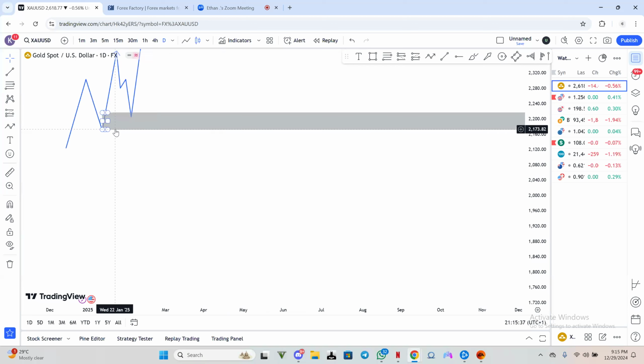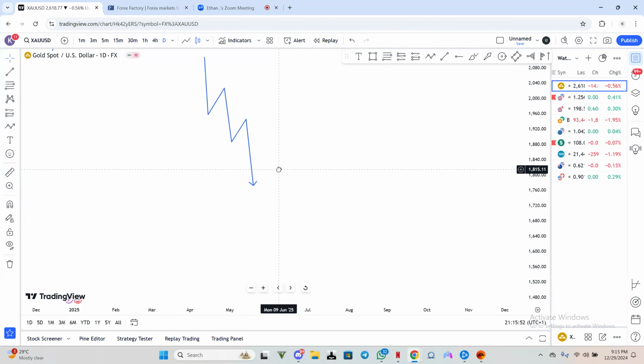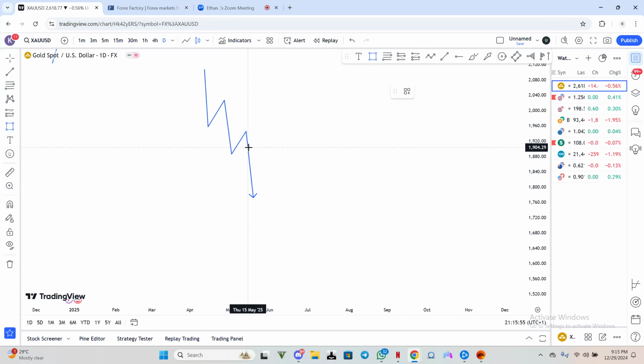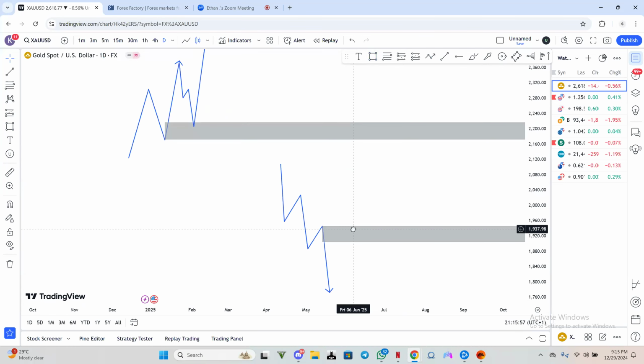That's what demand is all about. You can also call demand and supply order blocks. They all mean the same thing. You can call it an order block, or you can just call it demand or supply. So that's for the uptrend. For the downtrend, you should be selling. In a downtrend, you should look for your supply zone. Your supply zone will always be at the high. Your demand zone will always be at the low.